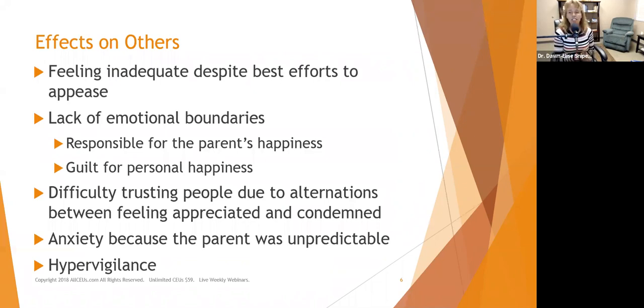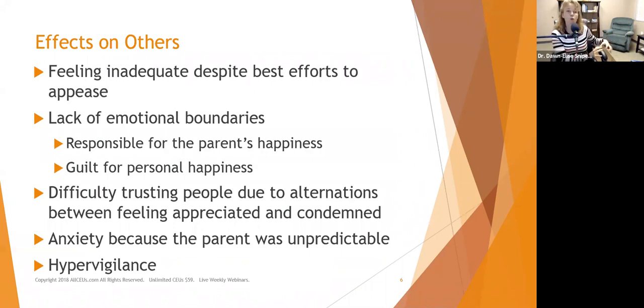There's difficulty trusting people due to alternations between feeling appreciated and condemned. Okay, so you got the BPD over there. With addiction, again, that person, they do something, they get a promotion, whatever, because more than 40% of people with full-blown active addictions are employed full-time. So there are a lot of people out there who are, quote, fully functioning members of society. So they do good things, they get promotions and things, and they may feel really appreciated. And then somebody says something about their drinking, and all of a sudden they're feeling condemned.